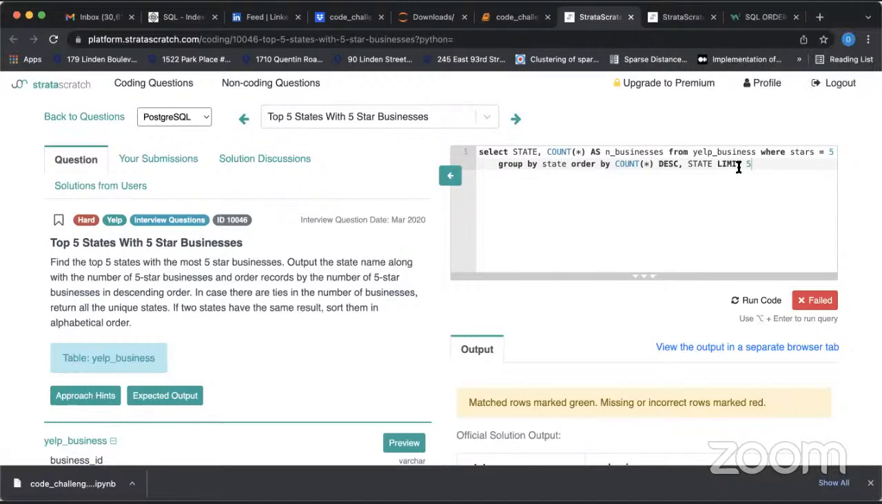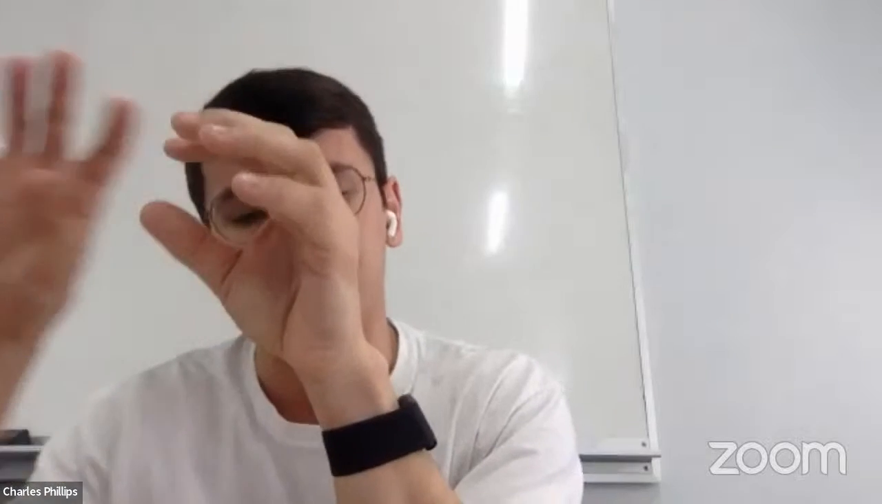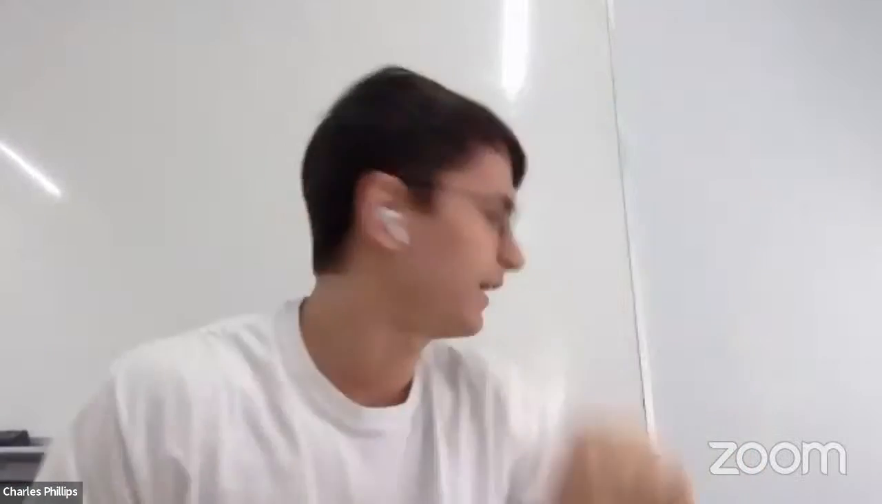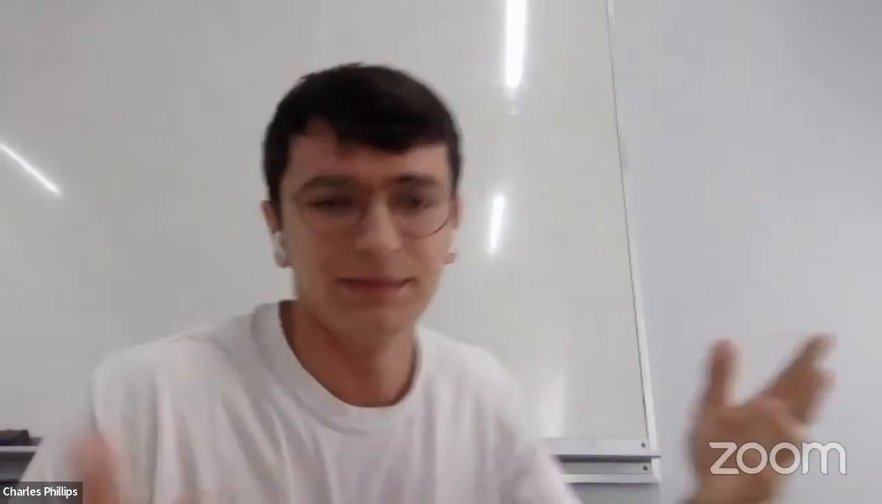Sorry, could you repeat that? You cut out. So in my solution, I use the rank function. Every state gets its own rank, and then I filtered out every state whose rank was greater than 5. So I was left with only the top 5. Gotcha. Because if you limit 5, you're just returning 5. Right, that makes sense. Yeah, that totally makes sense.